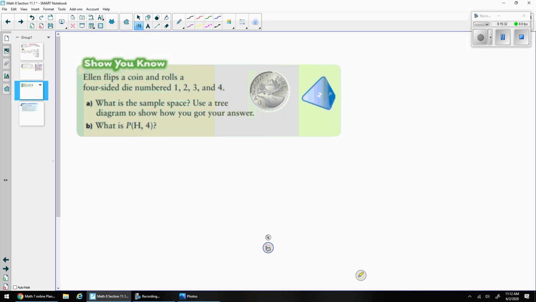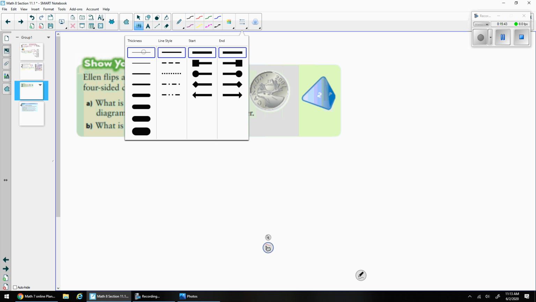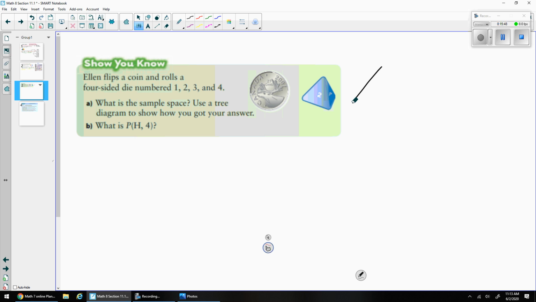Last one. Ellen flips a coin and rolls a four-sided die numbered 1, 2, 3, 4. What is the sample space? Use a tree diagram to show how you got your answer. Okay, so the first thing that could happen is she flips a coin. She could get heads or tails. And if she flipped the heads, she could get 1, 2, 3, or 4. Or she could flip the tails and get 1, 2, 3, or 4.